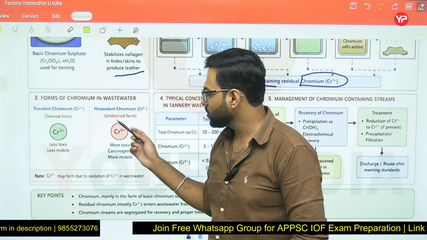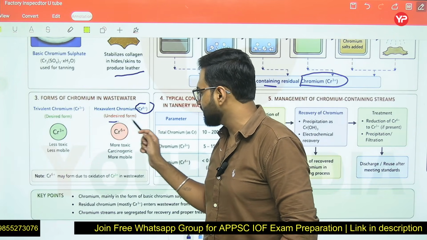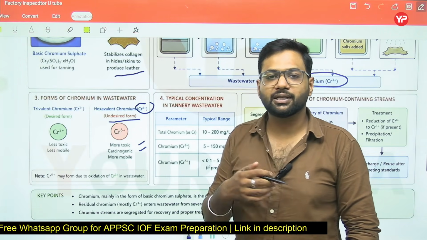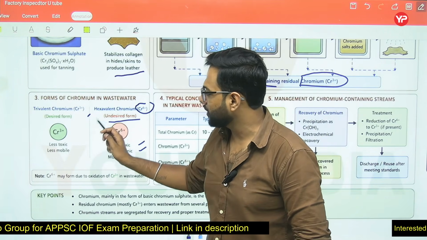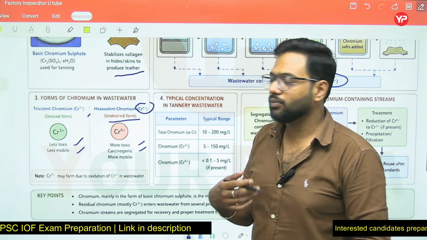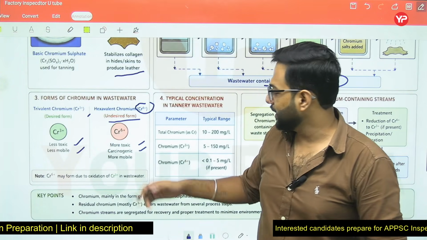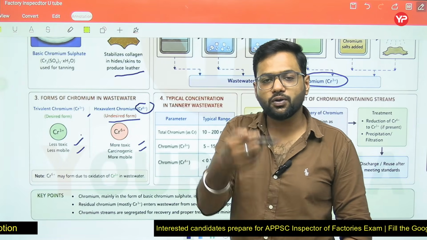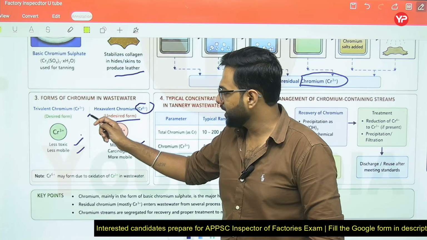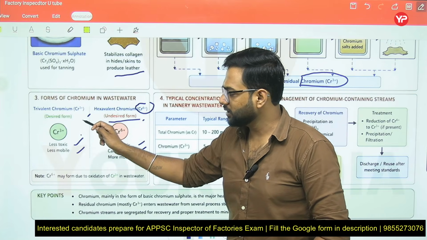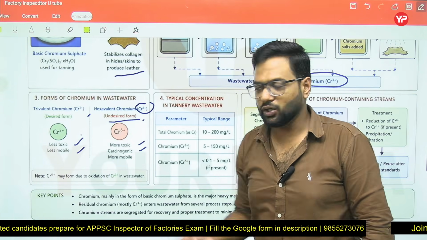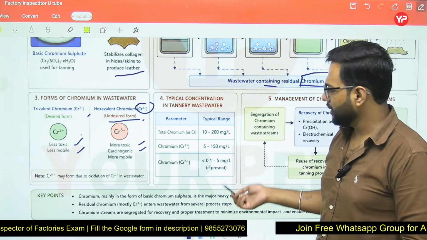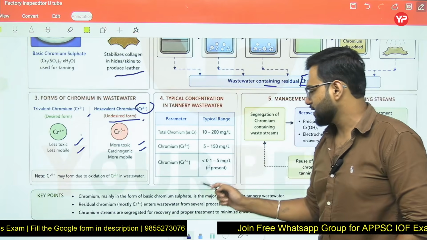So friends, among these two, Cr6+ is the undesired form. It is more toxic and carcinogenic, that means cancer causing. But Cr3+ is comparatively less toxic and less mobile. So these two forms of chromium will be found in water, Cr3+ and Cr6+, but Cr3+ is comparatively less toxic. The typical concentration in tannery wastewater, no need to remember this point. This is just an extra point.